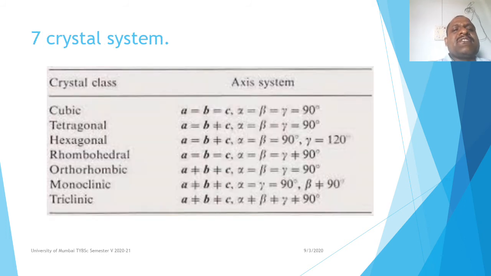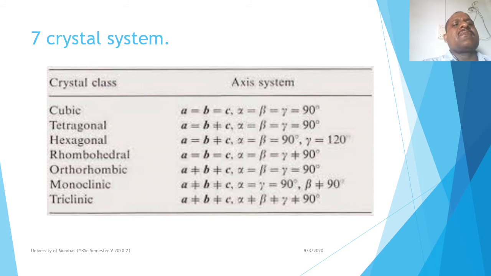So what are those 7 crystal systems? You can just see here. One is cubic, second is tetragonal, third is hexagonal, fourth is rhombohedral, fifth is orthorhombic, sixth is monoclinic, and seventh is triclinic. Okay, and how their edge lengths and edge angles differ from each other is also given here. In cubic systems, all 3 edges are the same, while the angles between them, alpha, beta, gamma, are also equal, and they are equal to 90 degrees.